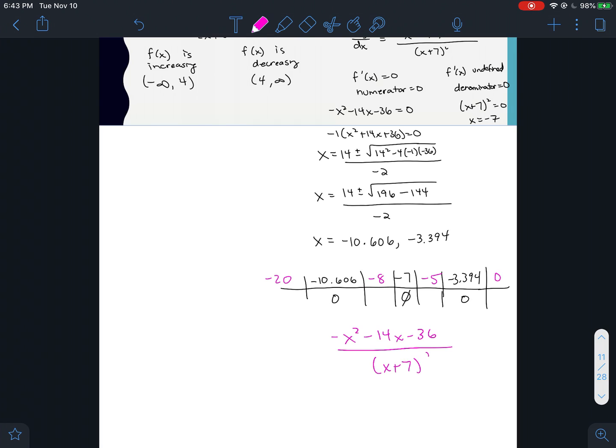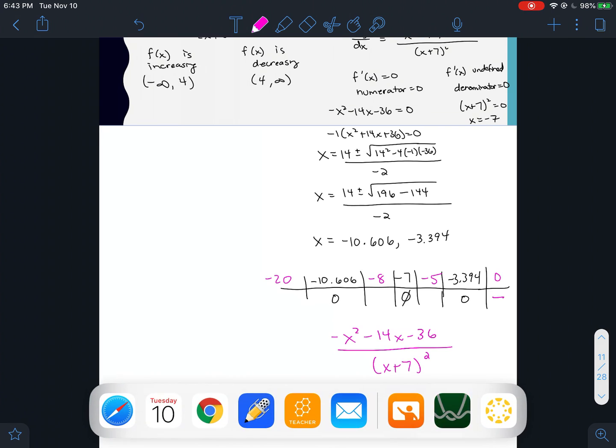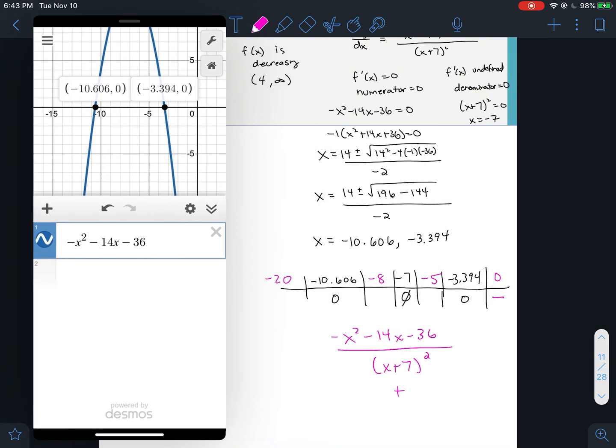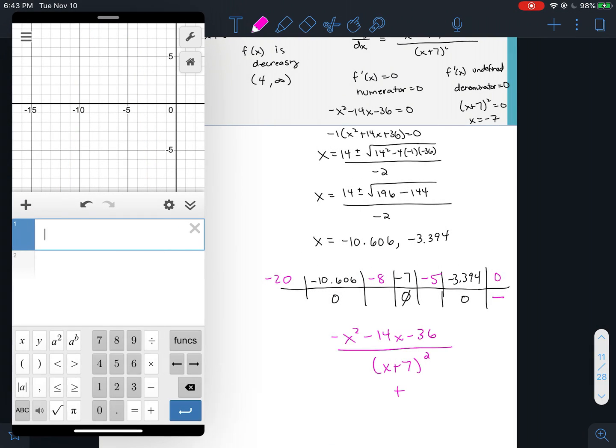And so my derivative function is negative x squared minus 14x minus 36 all over (x plus 7) squared. Well, since the denominator is squared, it's always going to be positive, so I just have to plug into the numerator. If I plug 0 in, I get negatives. If I plug negative 5 in, I would get negatives. If I plug negative 8 in, I would get negative 64.